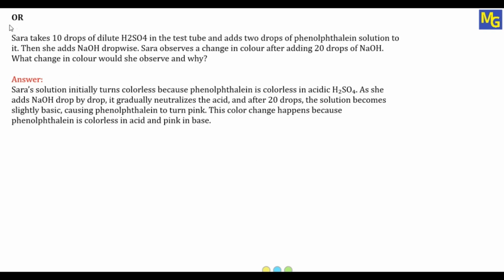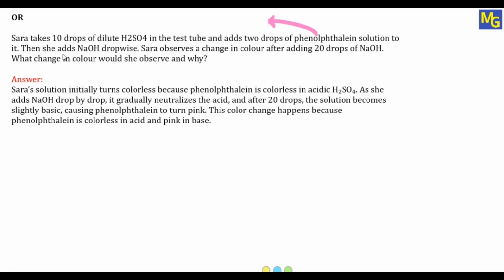Now the question is, the OR: Sarah takes 10 drops of dilute H2SO4 in a test tube. So remember, it is dilute, meaning it has less H plus, but it is an acid. She adds drop by drop phenolphthalein indicator solution to it. So phenolphthalein is the acid-base indicator. She is going to add it drop by drop into this H2SO4. Now remember, H2SO4 is an acid and you are adding this indicator. So what color should it give? It should remain colorless.